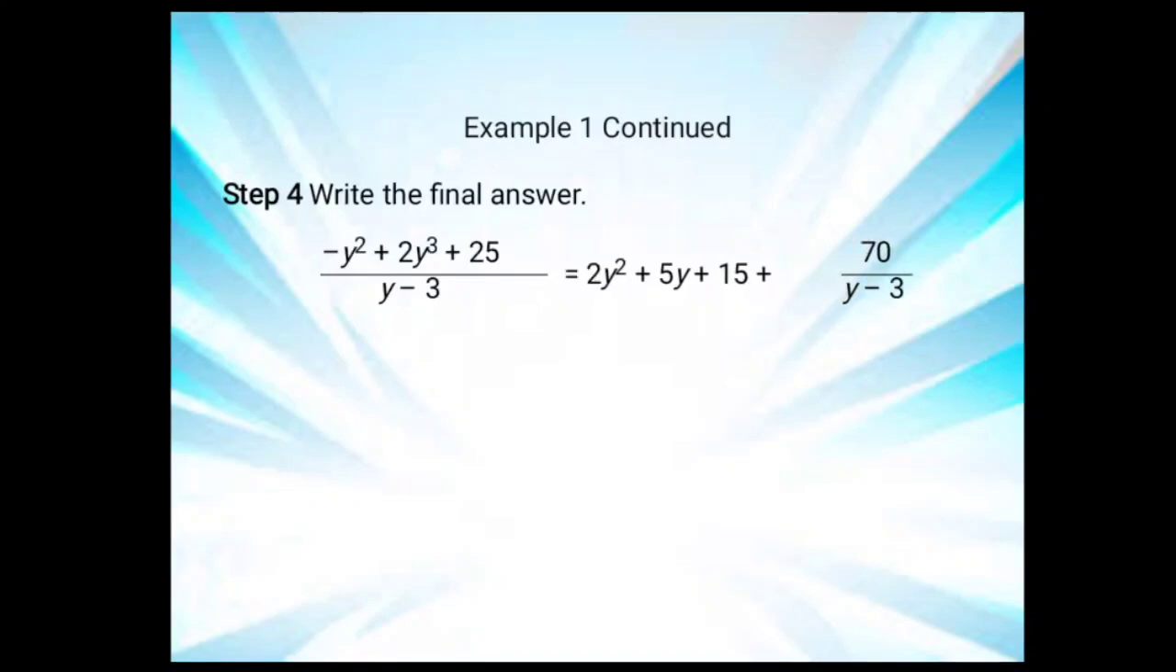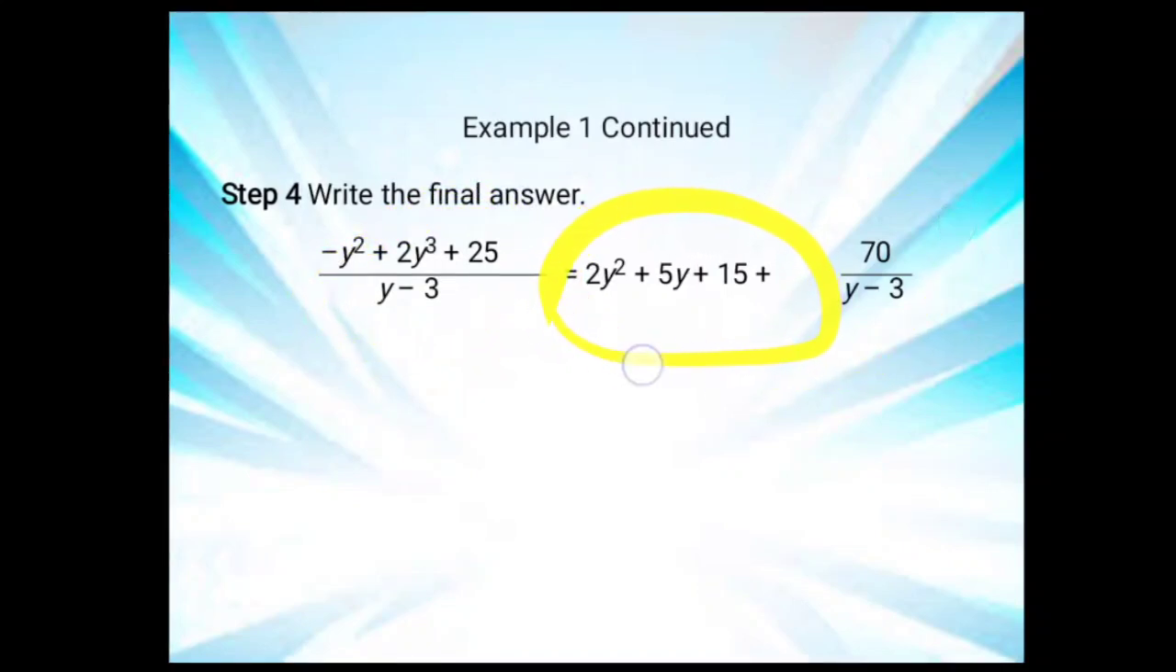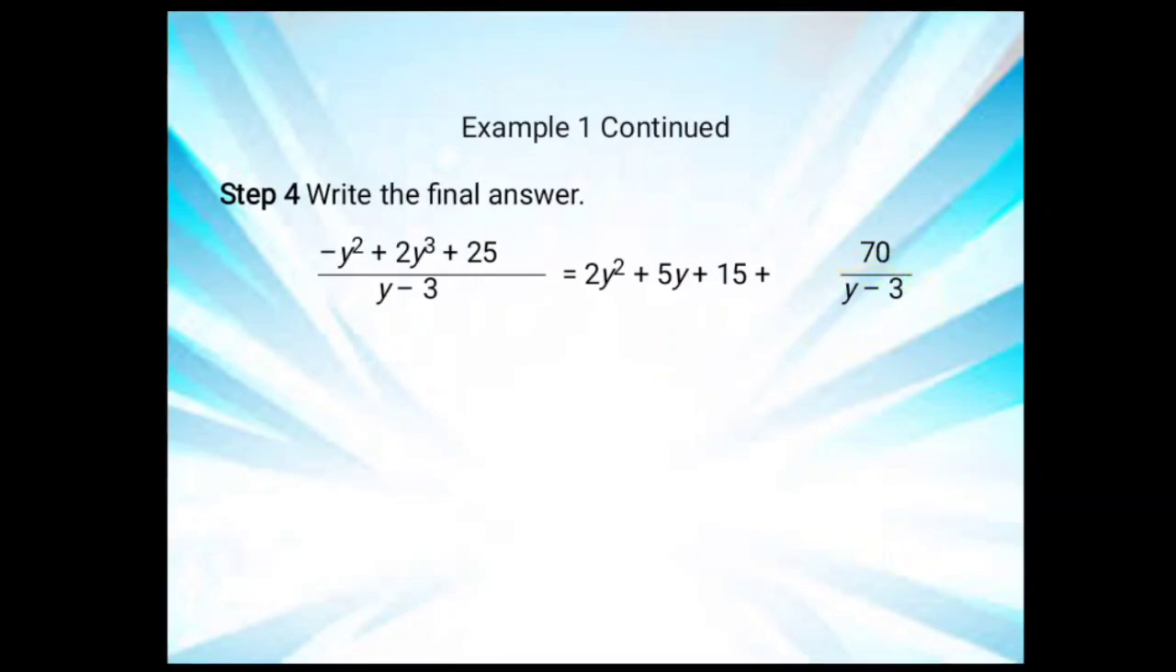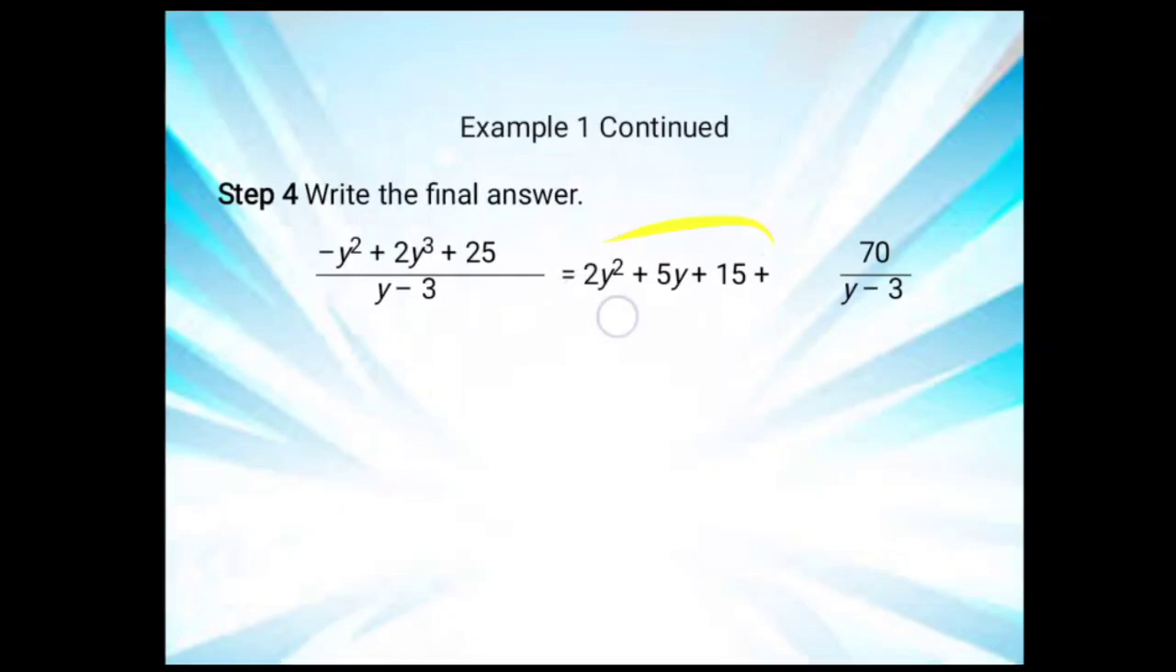Okay, here is our answer. Write the final answer. We divided them. The answer is 2y squared plus 5y plus 15 plus 70 divided by y minus 3. Okay, you have to take note, we have here the quotient plus remainder divided by divisor. But if you don't have any remainder, therefore, the quotient should be the answer.